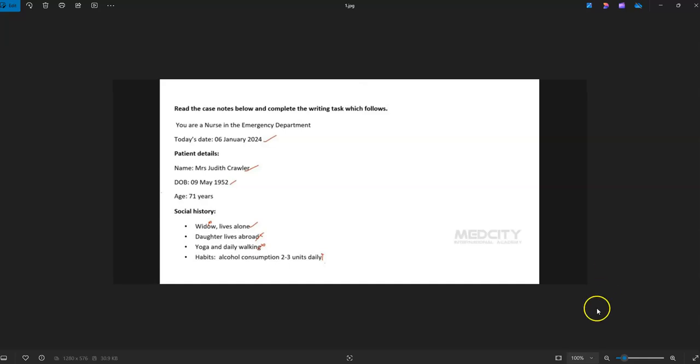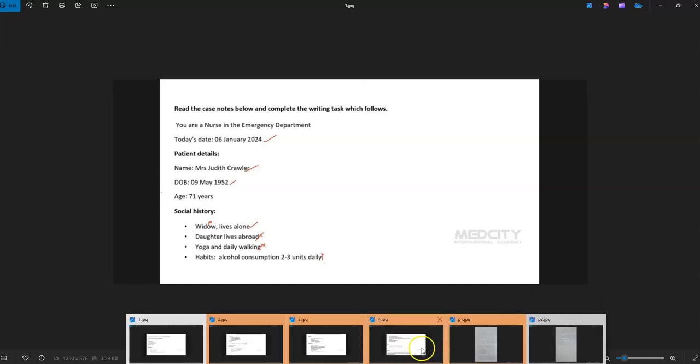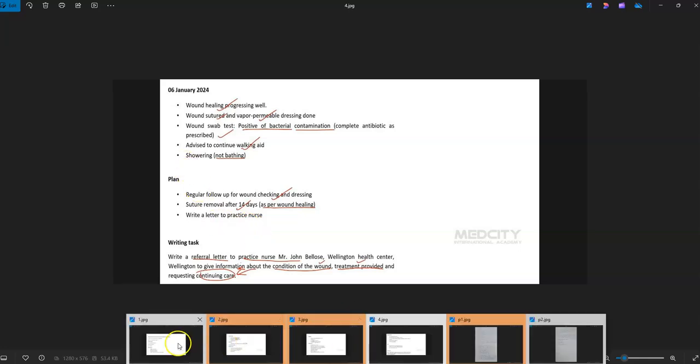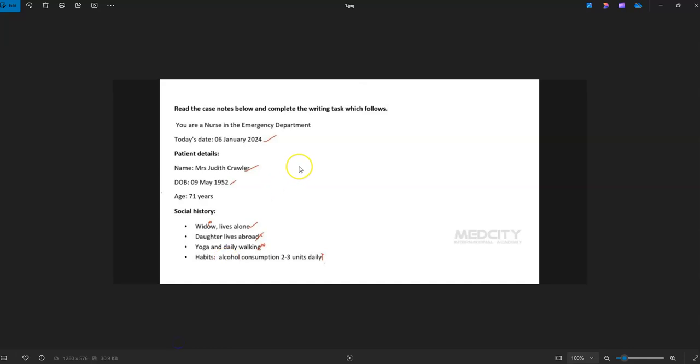So, what's the task? What are we going to do? It's a referral letter to a practice nurse to give information about the condition of the wound, treatment, and requesting continuing care. So practice nurse, right? What's the plan? Let's have a look at this. I haven't seen this one.